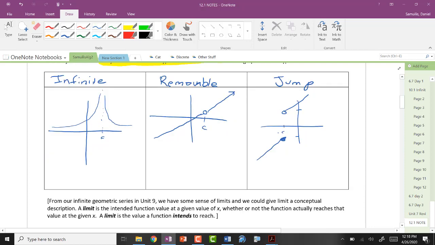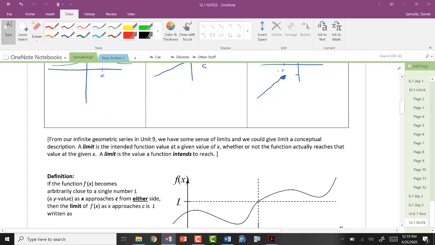And that's what a jump discontinuity is. Okay, so from infinite geometric series, there's some sense of limits that we could give a conceptual description. A limit is the intended function value at a given x. Whether or not the function actually reaches that value is not necessarily what a limit is.